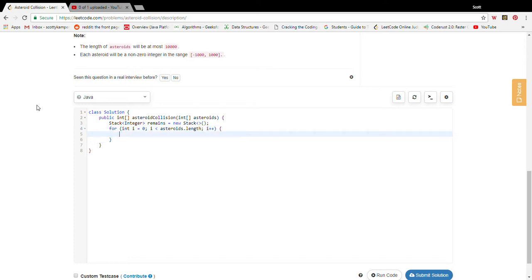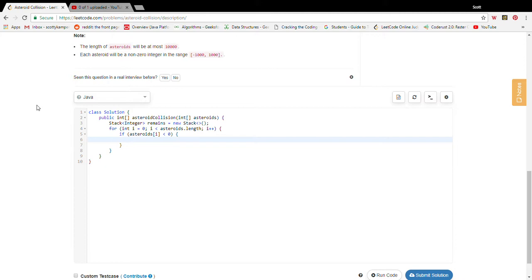And we're going to process each asteroid. And the decision we're going to make for each asteroid is: is it moving left or is it moving right? So if asteroids of i, the current asteroid that we are processing, is less than 0, then in this block it is moving to the left.